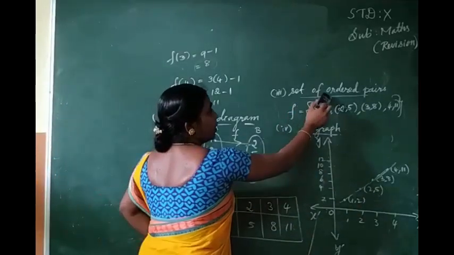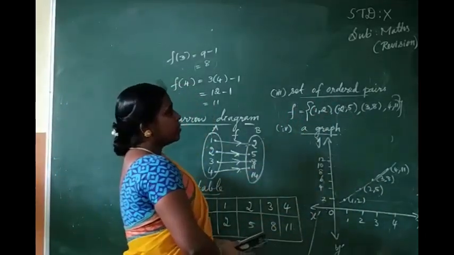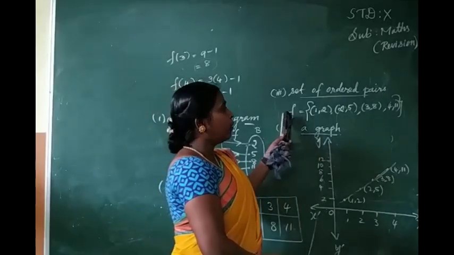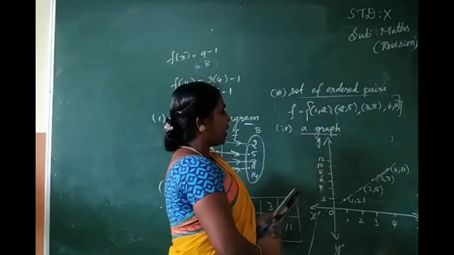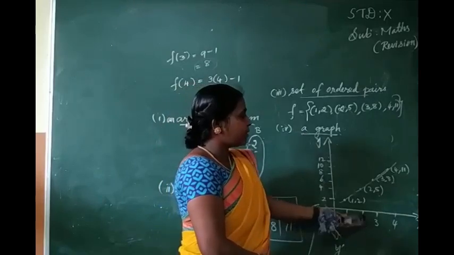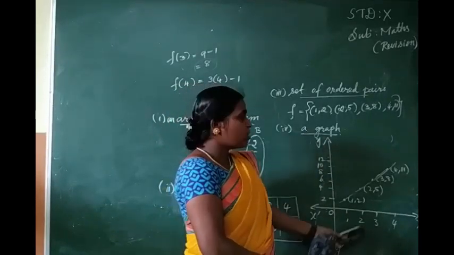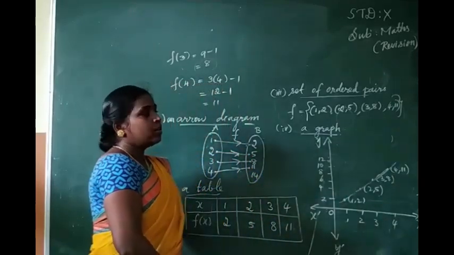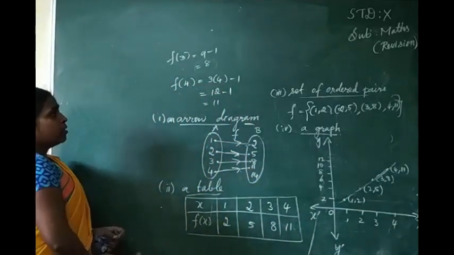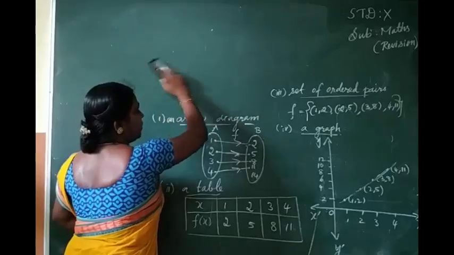Next, set of ordered pairs means f. Okay, f equal to. So in pairs you have to write the pairs. Next graph: x-axis, y-axis. The center is 0, then x dash, y dash, then you have to plot the points. So I think you are clear about this. Next problem you can see.